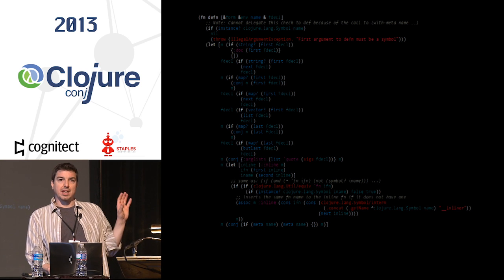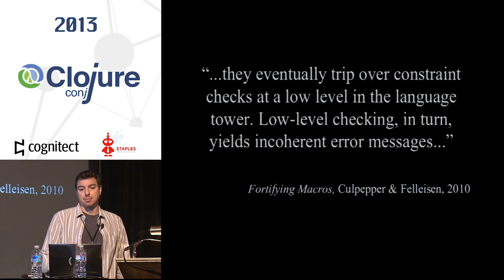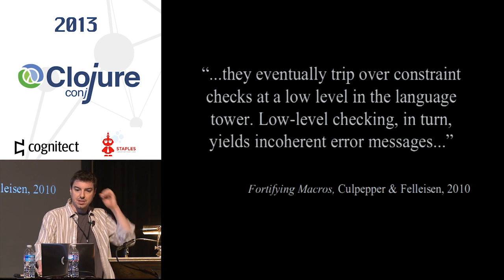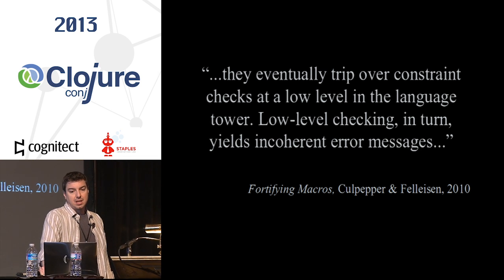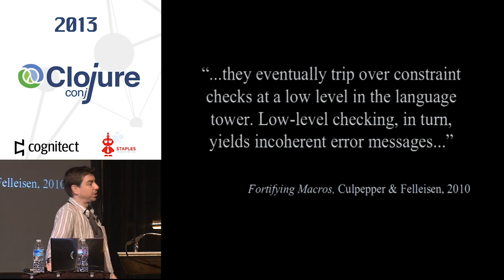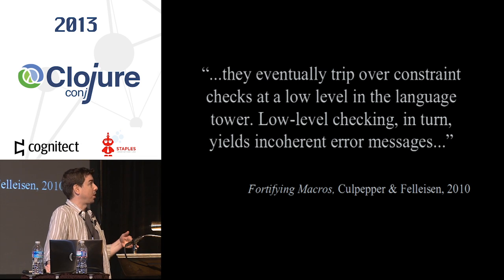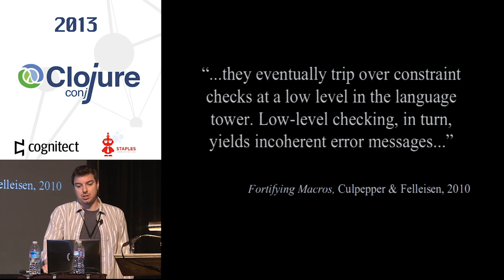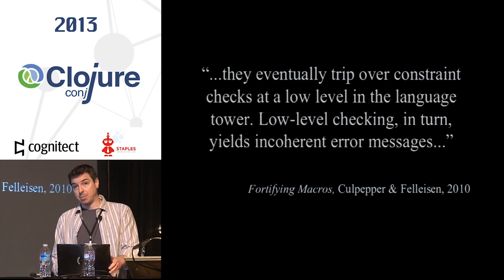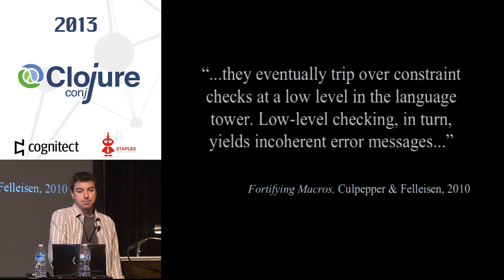So what happens if you don't do that kind of manual check? Well, here's a quote from a paper that I'll refer to a couple times in this talk. The paper is called Fortifying Macros. And this quote is saying that when a macro doesn't check its input sufficiently, the macro eventually trips over constraint checks at a low level in the language tower. Low level checking, in turn, yields incoherent error messages. This was kind of a theme of the paper, and we'll come to see how they address that problem.